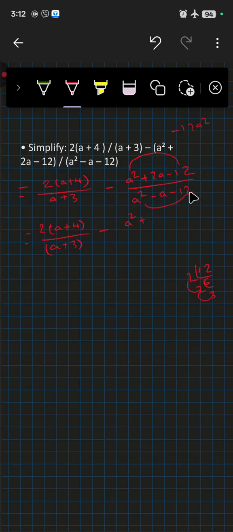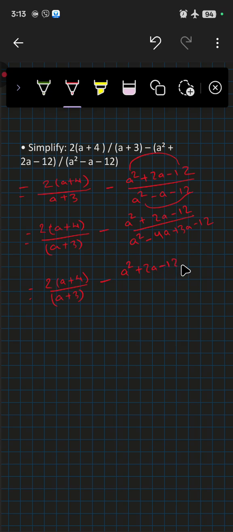We'll move ahead for this. So it is minus 12a square. So by subtracting it should come 1, and by multiplying it should come 12. So what is that? So that is a square minus 4a plus 3a minus 12. So here we go. I'll rub these all parts, and I'll do this. 2 into a plus 4 by a plus 3 minus a square plus 2a minus 12 by, a is common between these two.